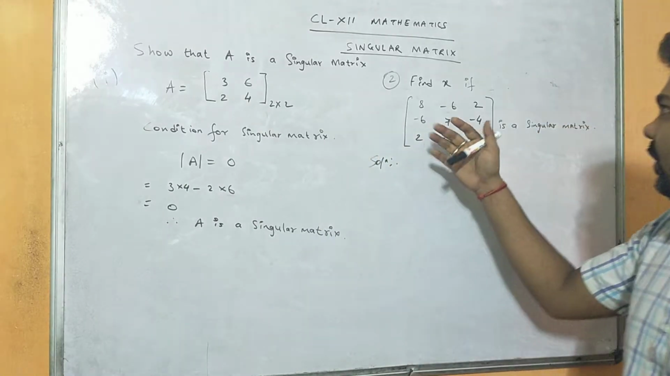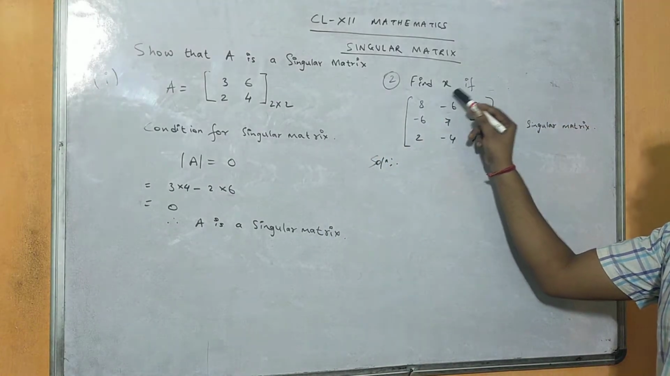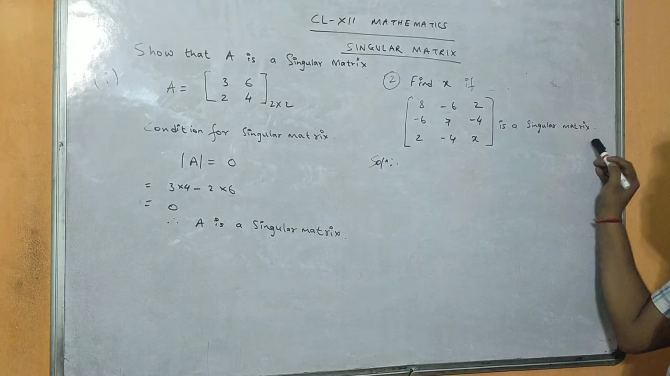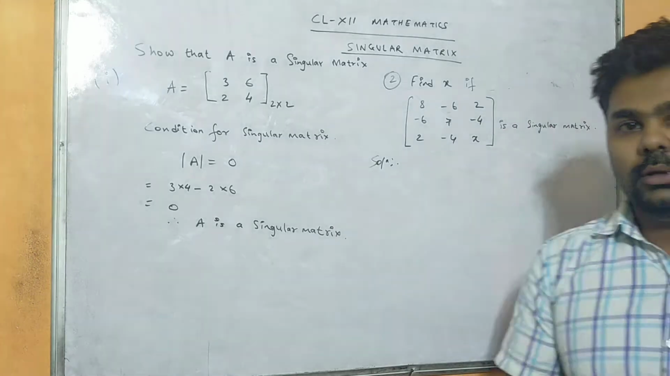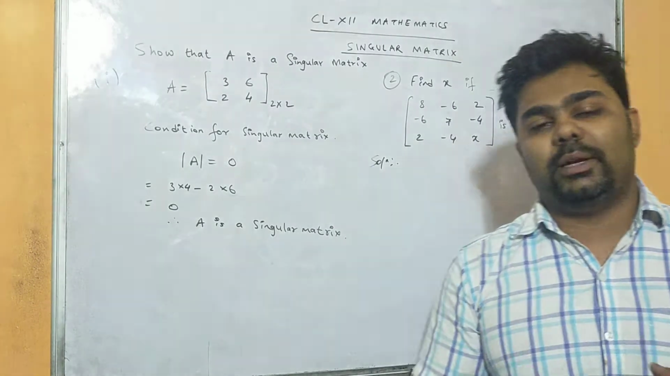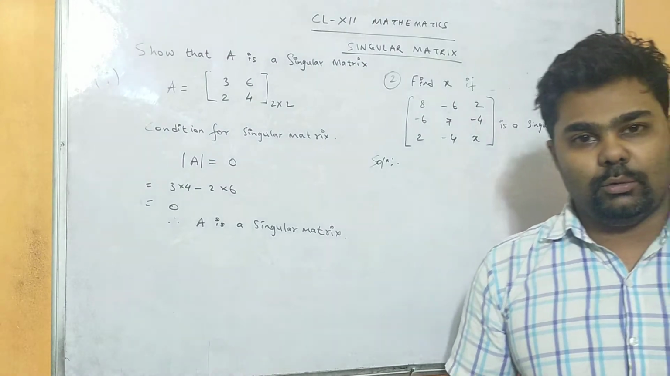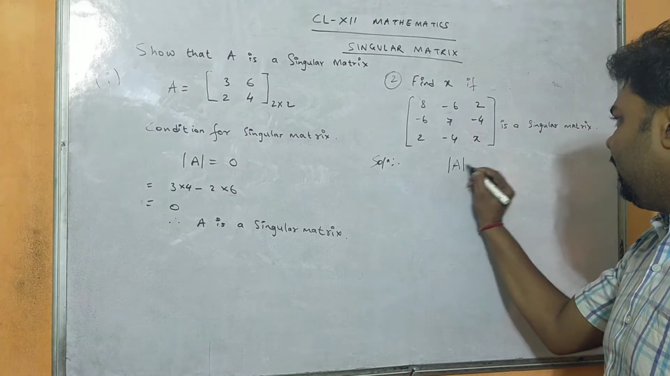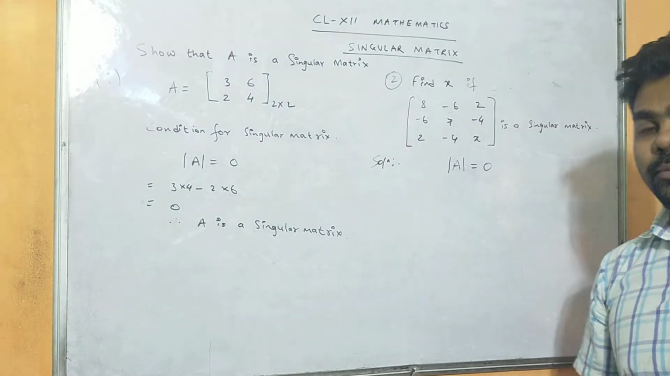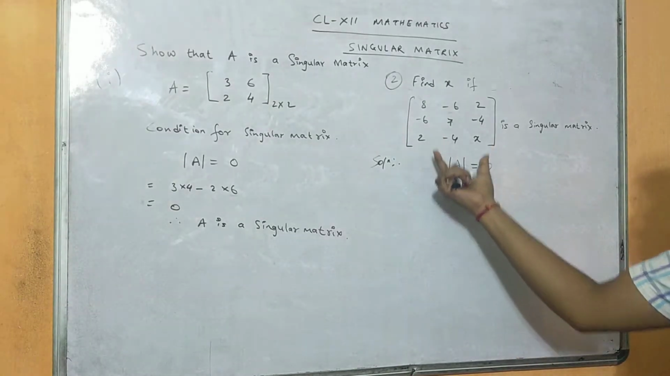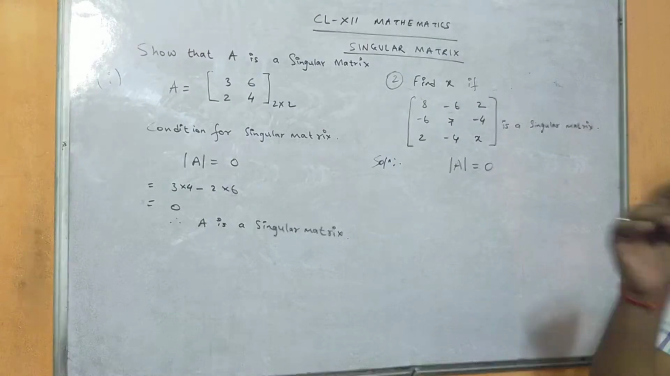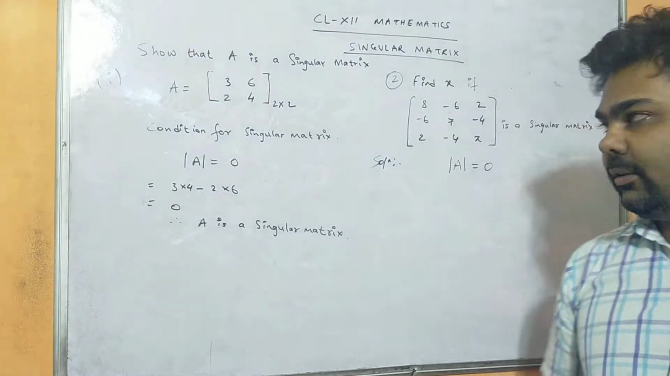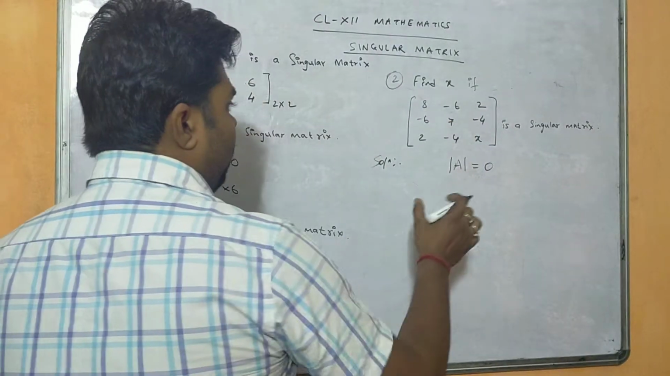In my next question, you see, find the value of x if this matrix is a singular matrix. Now it is already said in the question that the given matrix is singular. So we can take mod A equals to 0. So this will be the condition. We'll substitute the value of mod A equals to 0. From there we will be getting the value of x, right? So what will be the value of mod A then?